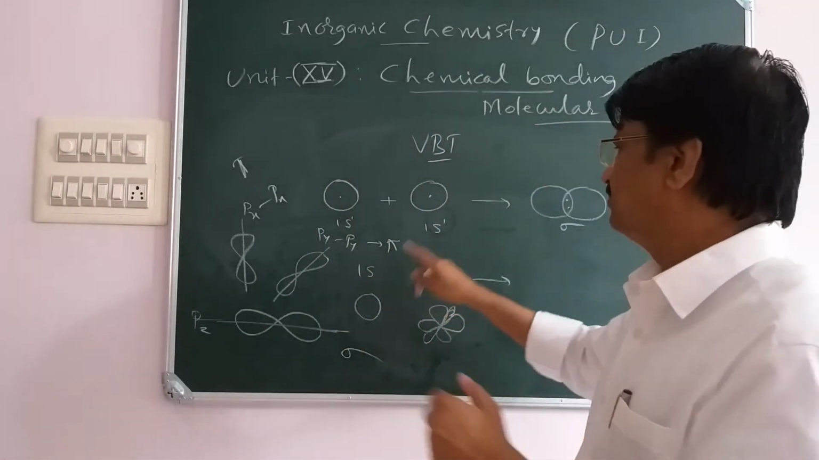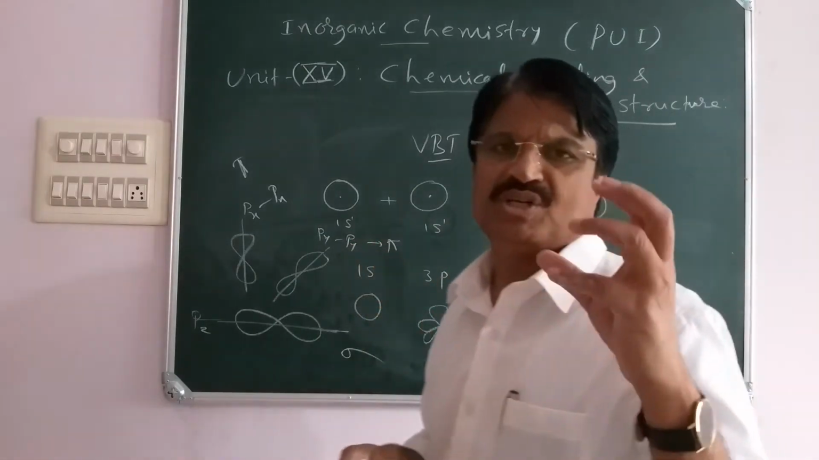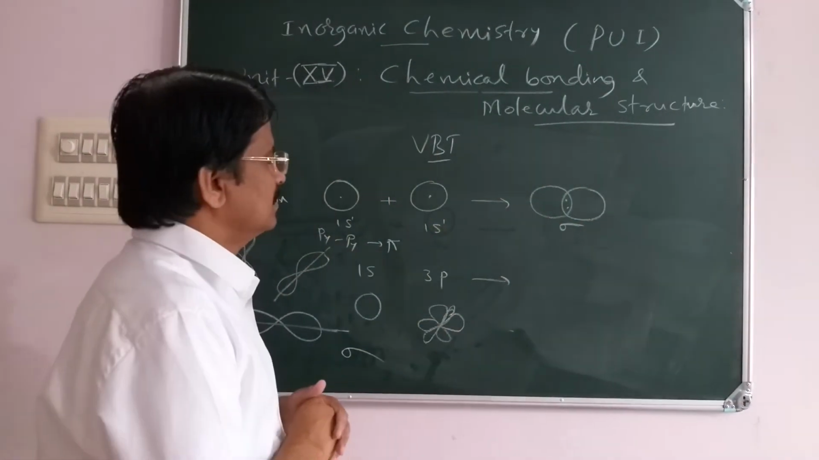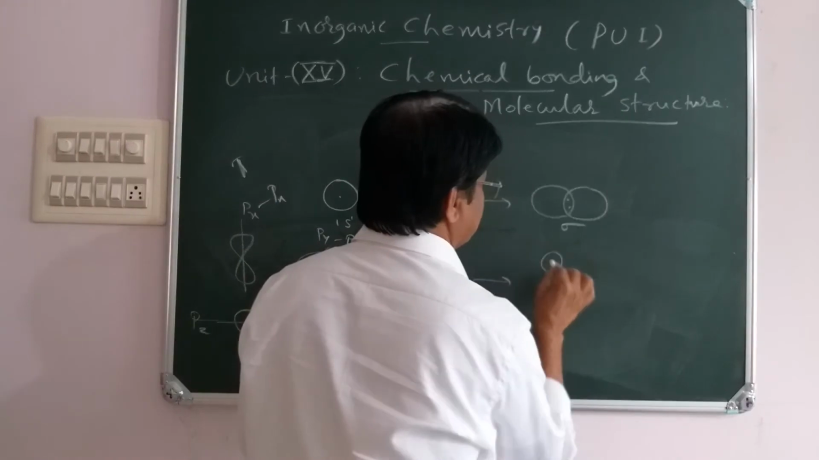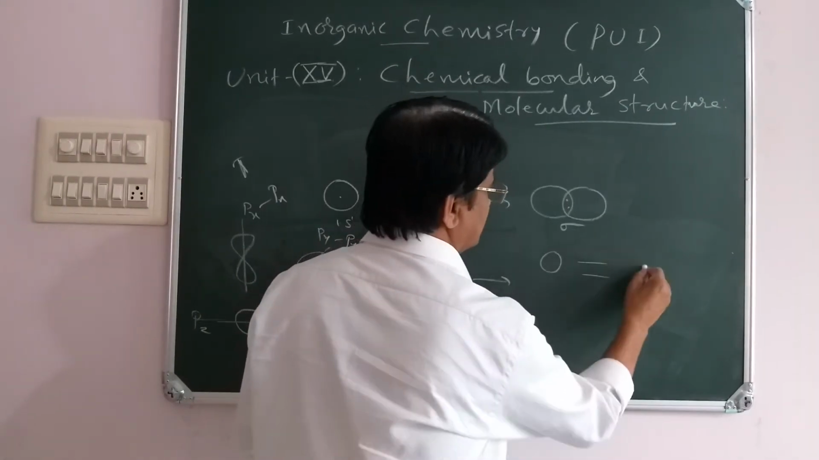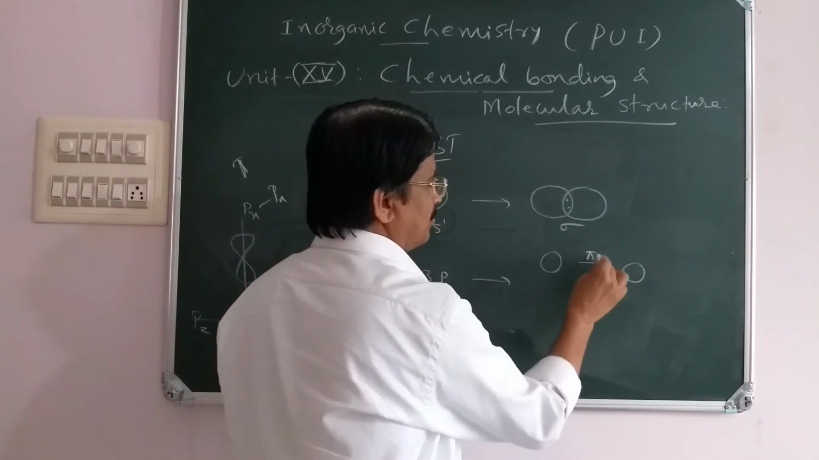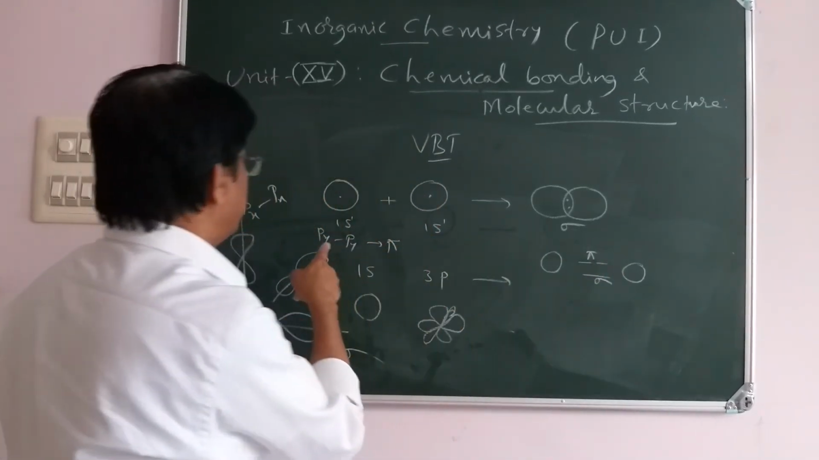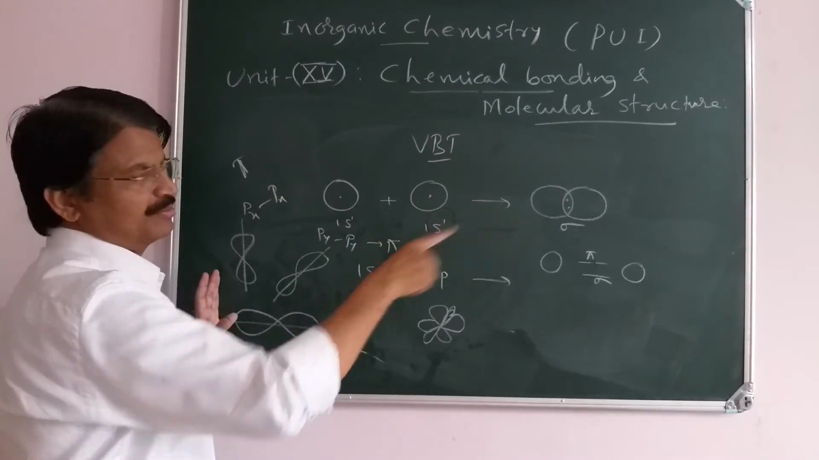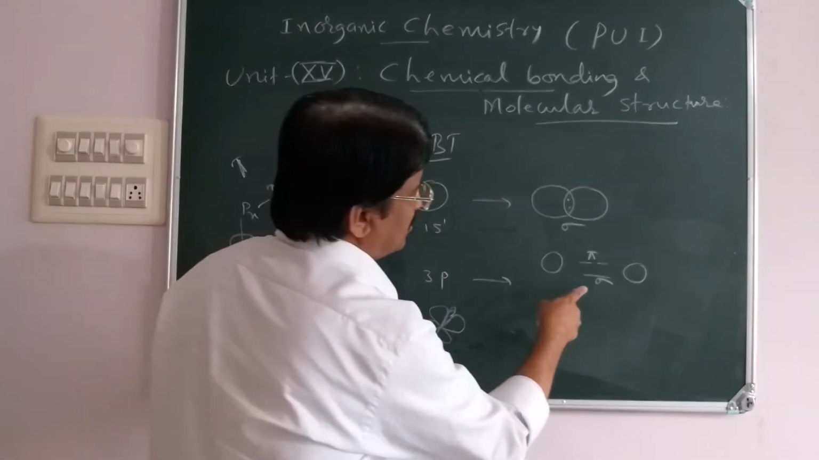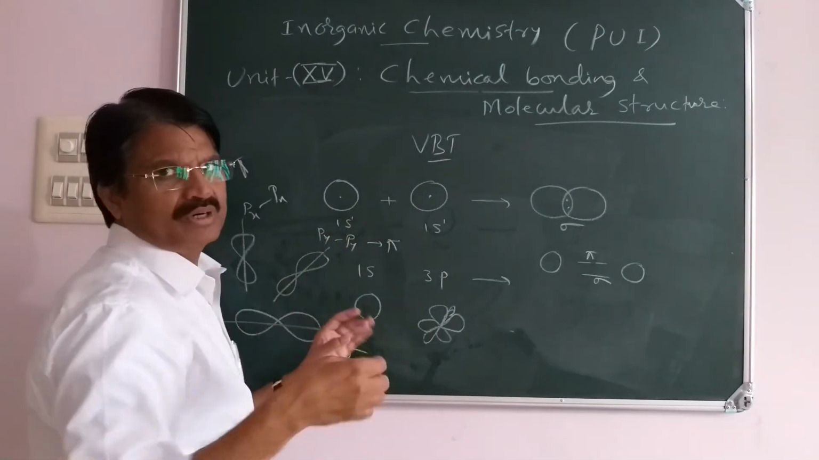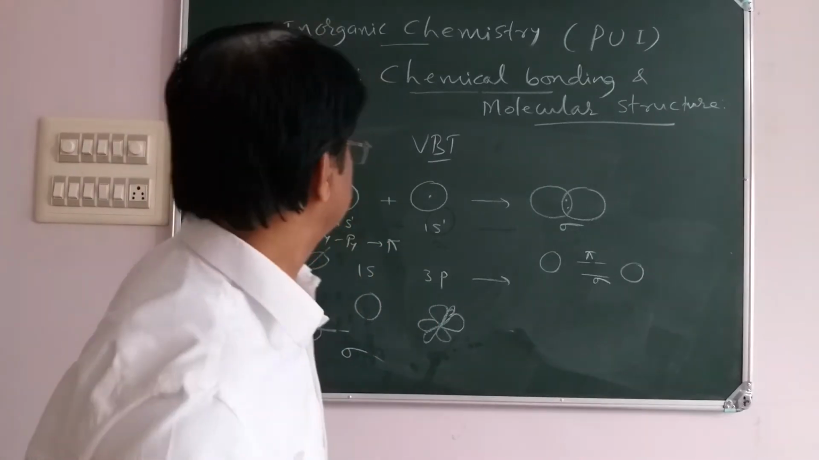Okay, so these are the simple theory to form sigma bond and pi bond. So in case of the oxygen molecule, yes, there is a pi bond and a sigma bond. But the pi bond is formed by the lateral overlapping of px or any one orbital. But the sigma bond is always formed by pz orbitals.